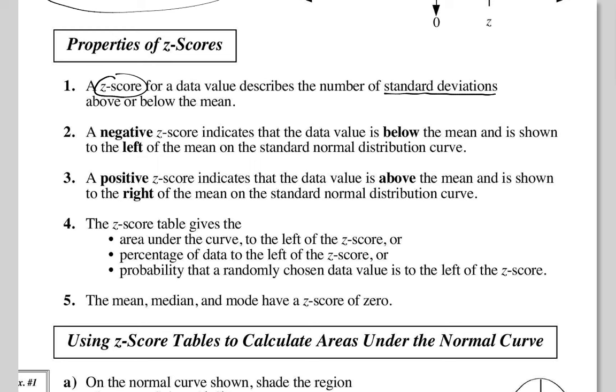Now, for the fourth bullet, the Z-score table, it gives you the area of the curve to the left. Or it gives you the percentage of data to the left. Or it gives the probability that a randomly chosen data value is to the left. So those three things are all going to represent the same thing. Area, percentage, probability.